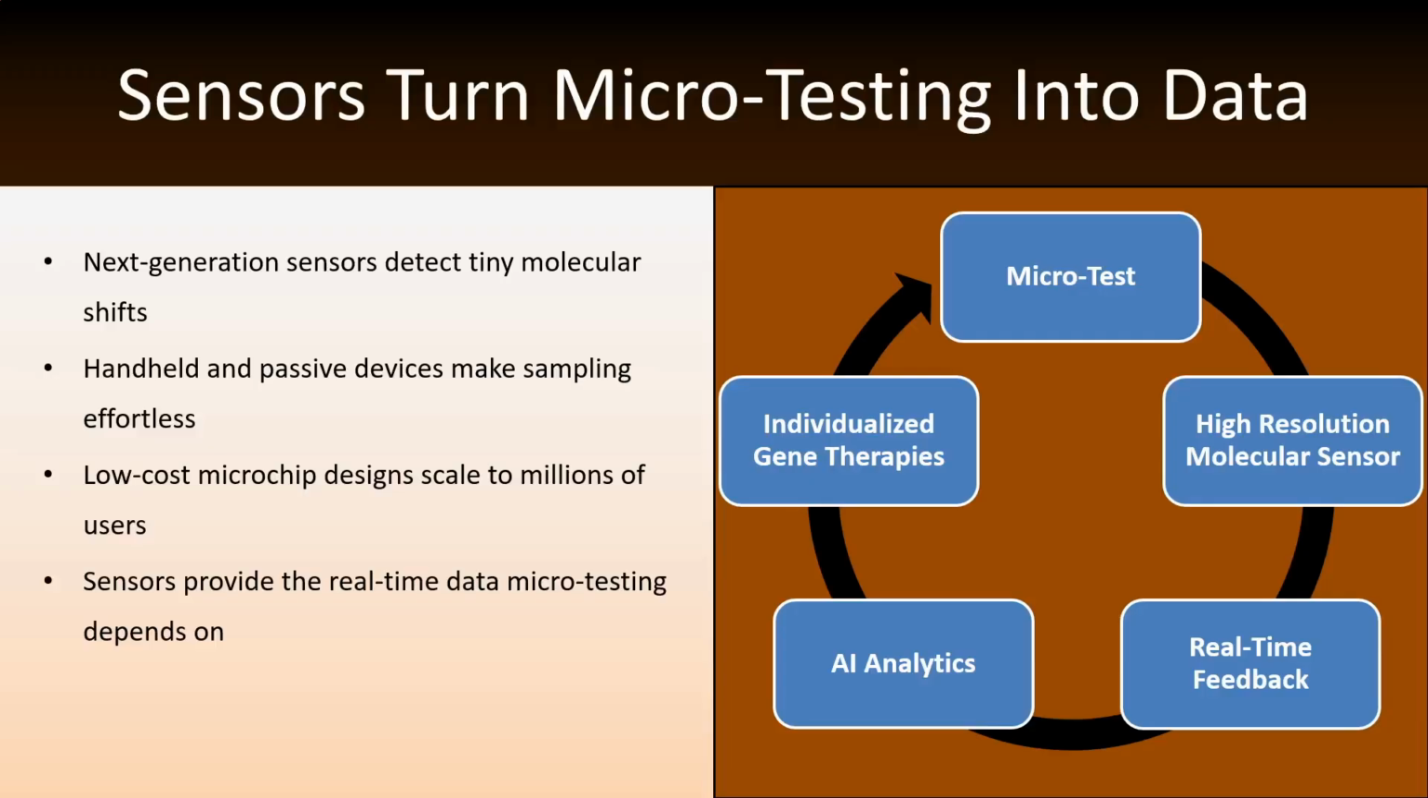Sensors turn microtesting into data. Microtesting only works if we can see the results, and next-generation molecular sensors are the missing link. Precision sensors can already be built that detect the tiniest shifts in the molecules we release through breath, urine, or feces. Some will be handheld and used for just a few seconds every 15 minutes, while others will work passively in the background, sampling volatile molecules with no effort on our part. They're based on low-cost microchip technology, designed to be mass-produced so millions of people can use them at the same time.